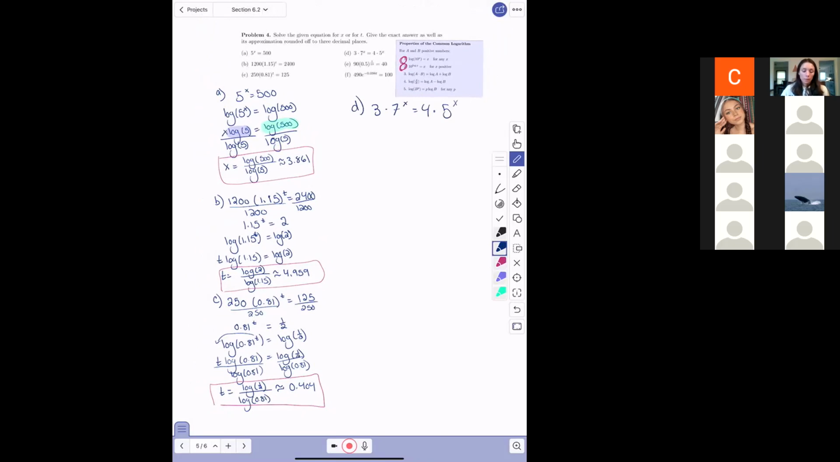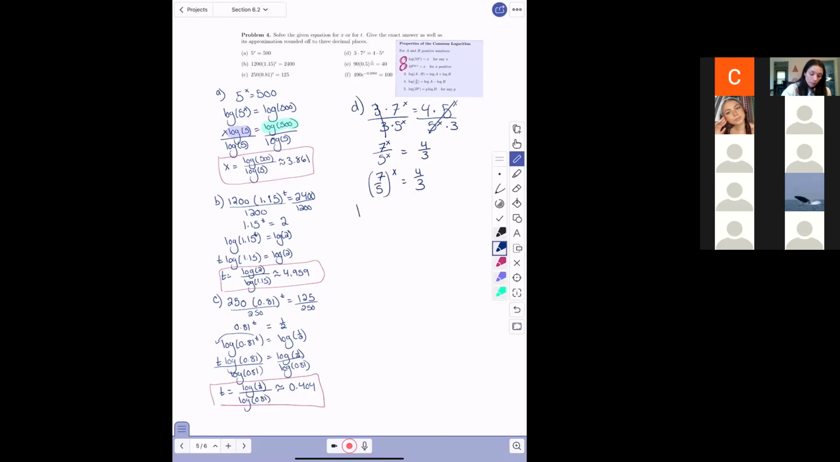Okay, moving on. Problem D. We'll go ahead and divide both sides. We have to get our x's on one side, even though they're in the exponent. So we'll divide both sides by 5^x, and divide this side by 3 times 5^x. And I'll also divide this side by 3. That way we end up with 7^x over 5^x equal to 4 over 3. So these two divide out and these two divide out. We could rewrite this as 7 over 5 raised to the power x equals 4 over 3.